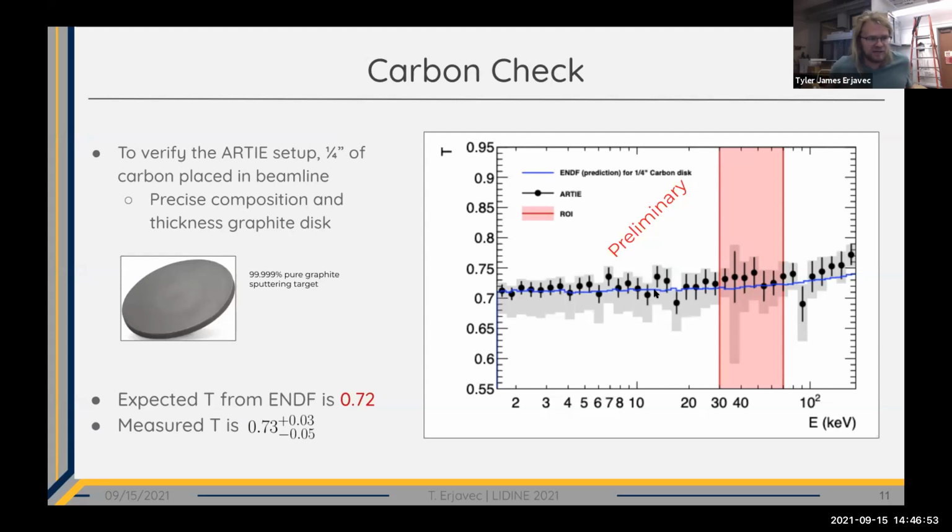As a last check before we got our cross section, we wanted to verify the RD setup. So we placed a precise dimension of carbon via graphite into the beamline and calculated the transmission coefficient. For this thickness of carbon disk from ENDF, the expected T in our ROI is 0.72, and we measured 0.73. So they're in very good agreement.